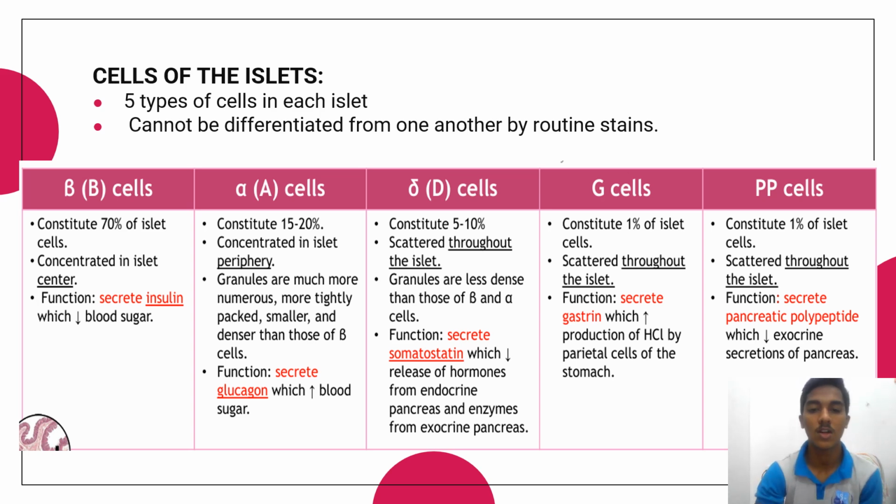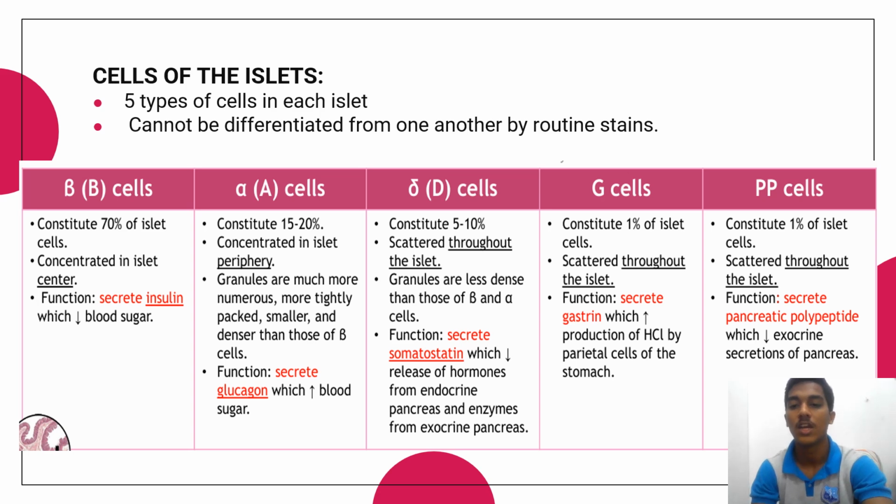Then the third one is delta cells. It will constitute about 5 to 10% scattered throughout the islets. Granules are less dense than those of beta and alpha cells. Its function is to secrete somatostatin, which lowers the release of hormones from endocrine pancreas and enzymes from exocrine pancreas.